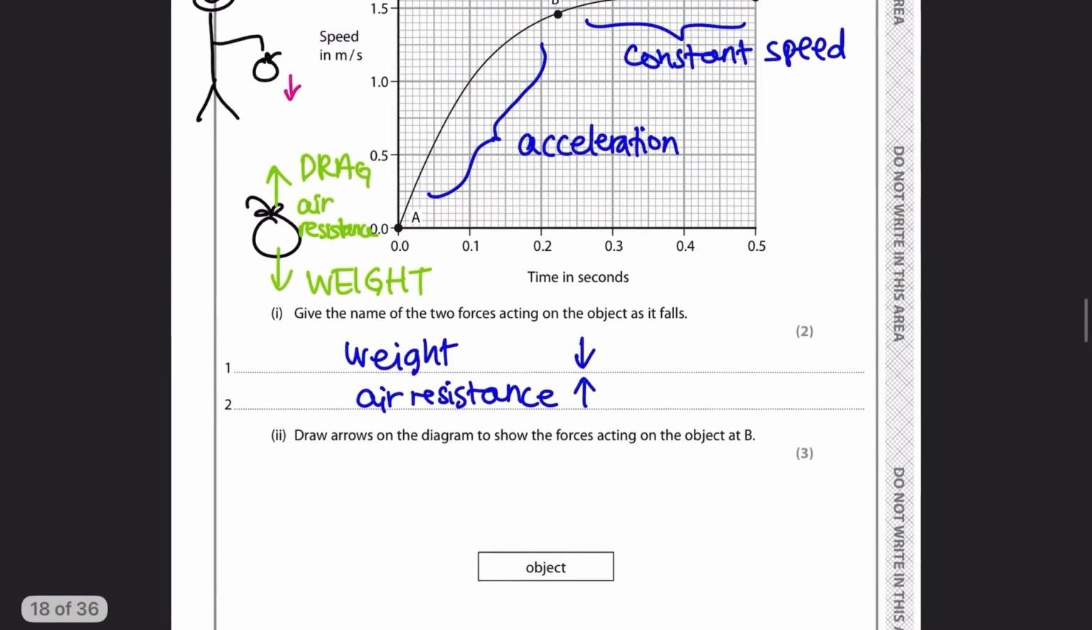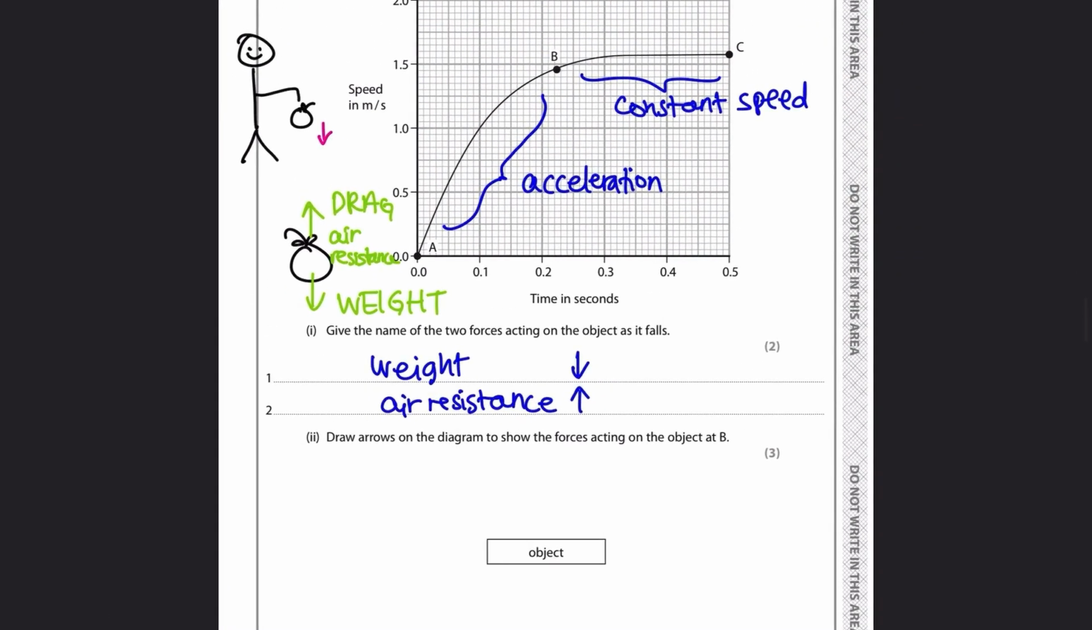Okay, so at B, let's zoom out. At B, has it reached constant speed yet? It hasn't. Why is that important? Because when it reaches constant speed, which is a horizontal line here, it would have balanced forces. So this is the most important point.